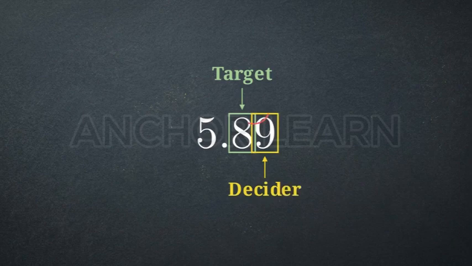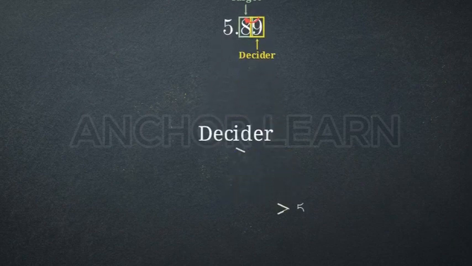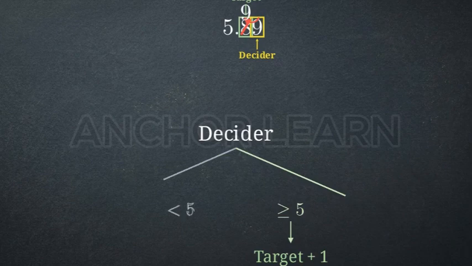Mathematically, we do this by identifying the target digit and checking the decider digit immediately to its right. If the decider is 5 or greater, add 1 to the target. If it is less than 5, the target remains unchanged.